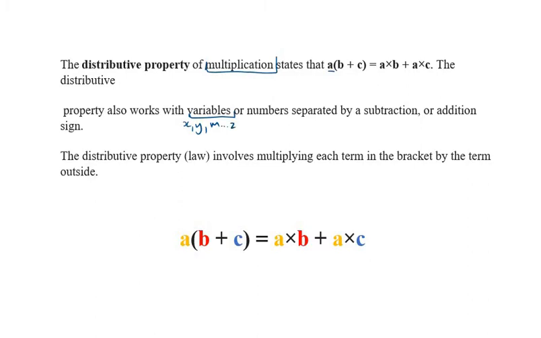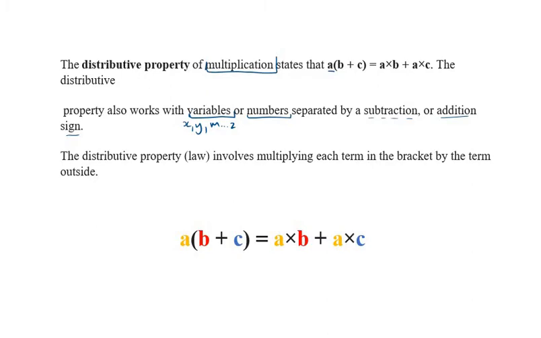Right? So the distributive property also works with variables or numbers separated by an addition or subtraction sign. All right, so recap. Distributive property of multiplication. I'm going to go through this. Right, the distributive property also works with variables, that's basically unknown values, x, y, m, etc., in a letter, or numbers. We can also use the distributive property on numbers separated by a subtraction or addition sign. We're going to do several examples of these.